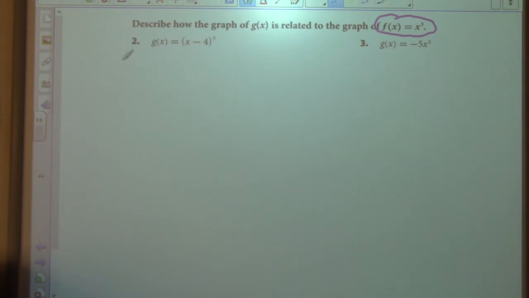Okay, we'll say it like this. I'll just show you how it works out. Now she said it right, but g of x is f of x translated in which direction? Horizontally or vertically? Horizontally. 4 units to the right.